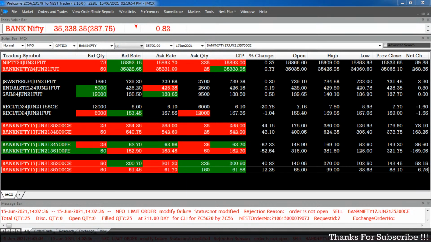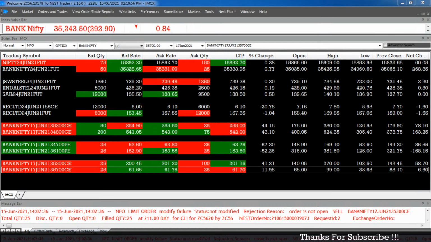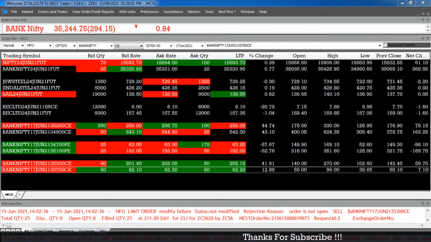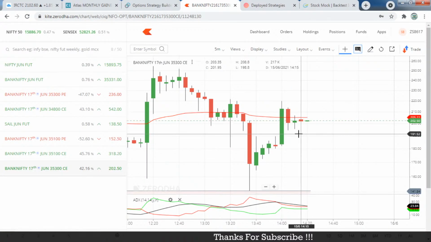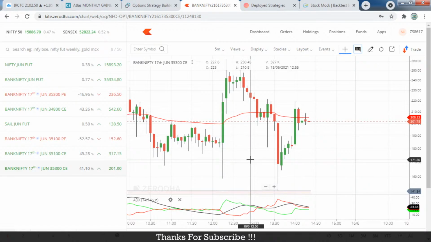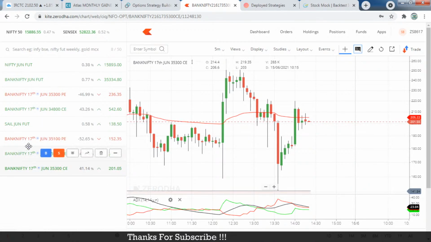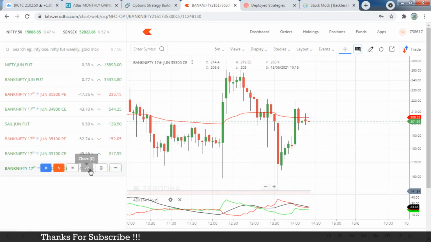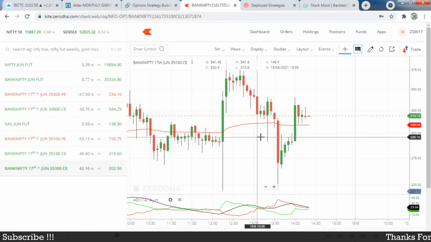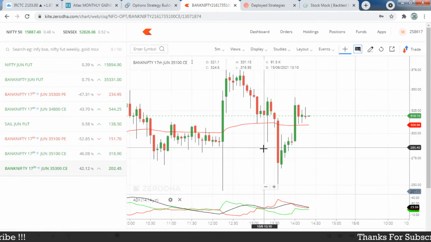61, 65. Let's check if there are any other trade opportunities. Banknifty has been trading the same. Still, it is selling more. Sell the same call option, because this one is not coming down.